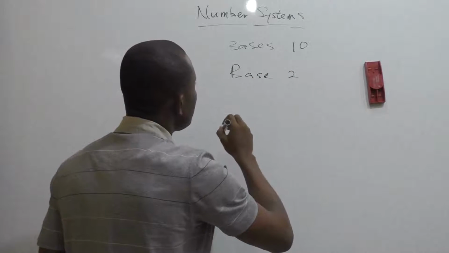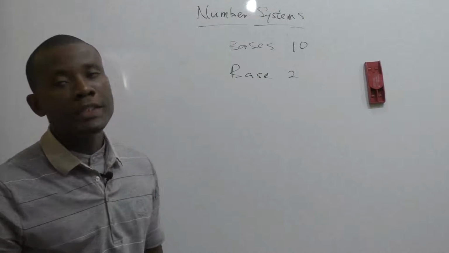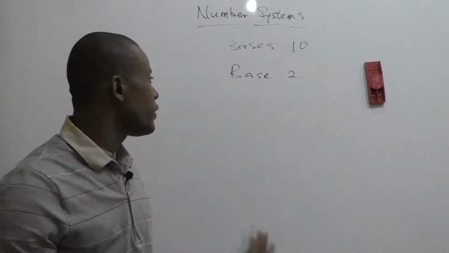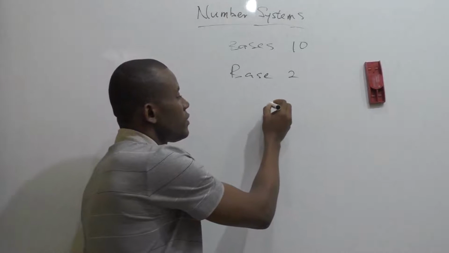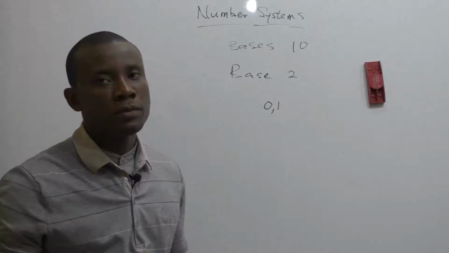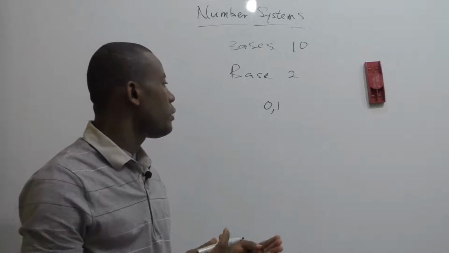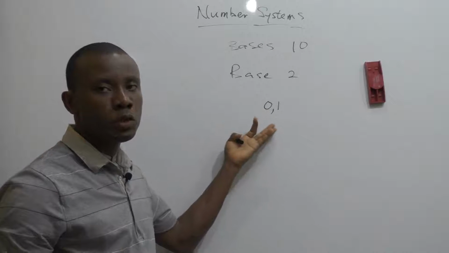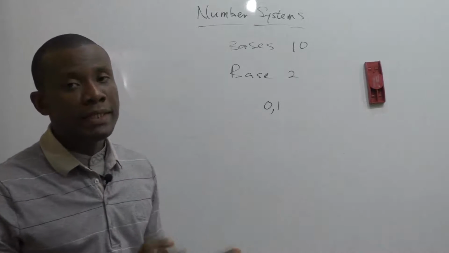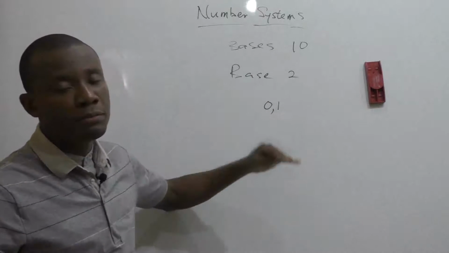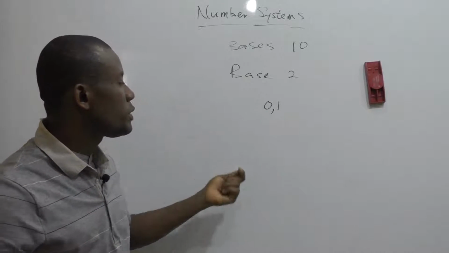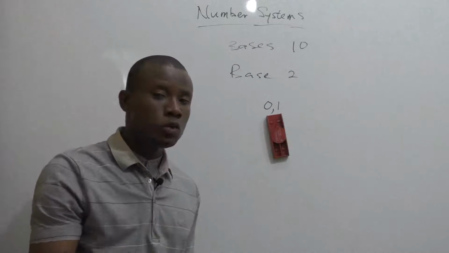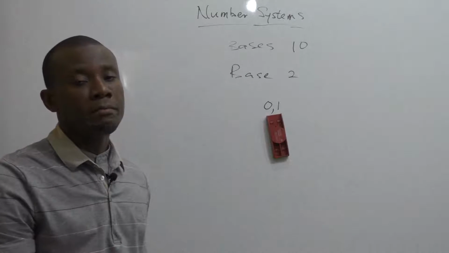Let's look at base 2. Base 2 uses only 2 figures. That is 0 and 1. So no matter whatever number you want to represent, it can be represented in base 2. We are not going to spend time discussing how to convert between the two bases. But take note that if you have any number, you can convert from base 2 to base 10. You can also convert base 10 to base 2.